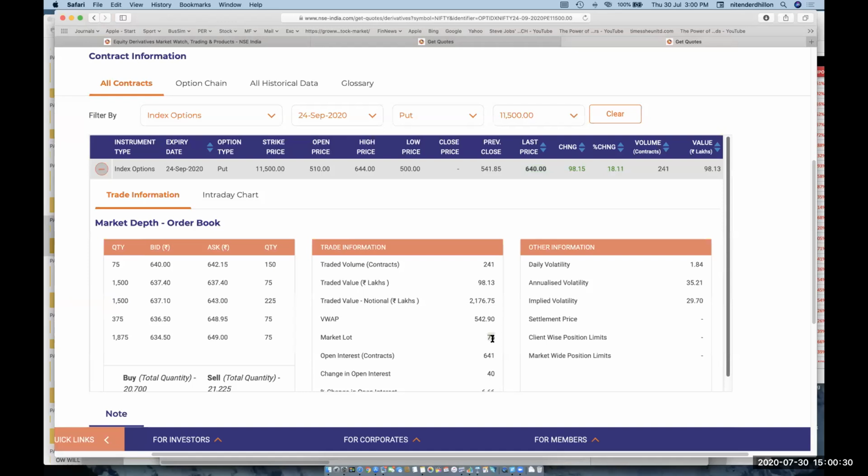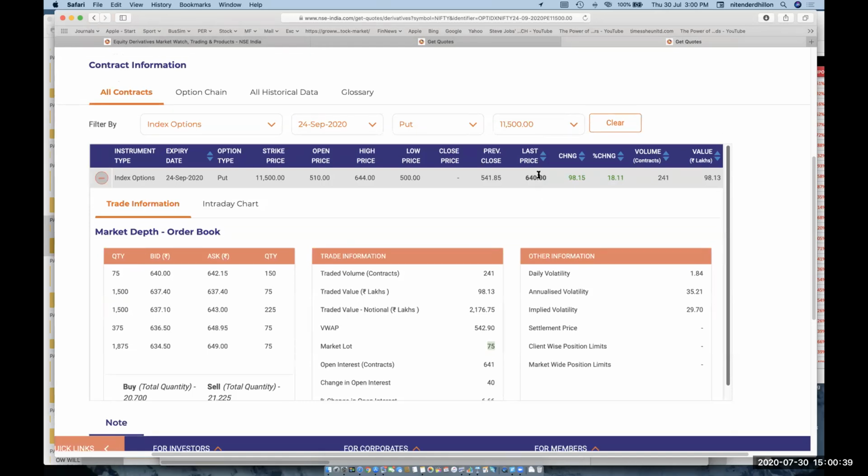ये एक option contract बनेगा multiplied by the number of contracts, 5, 10, 15 जो भी आपने खरीदे हैं. Right. That will be your gain. Yeah. Minus the 640 into 75 into the number of lots that you would have paid for this option. Right. Okay. Now, hello, is that okay? Yes, sir.